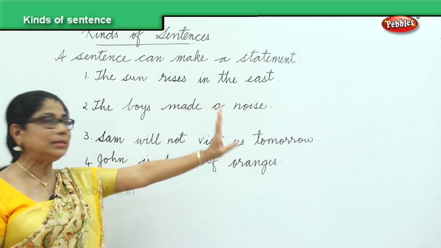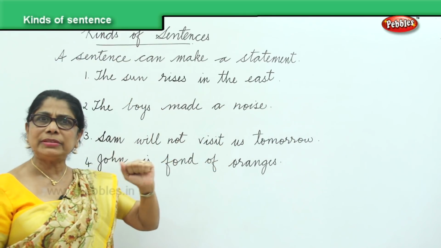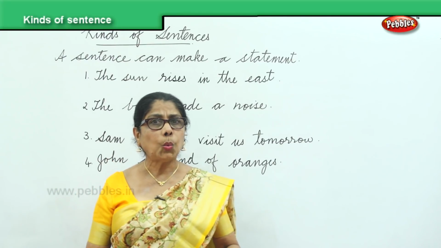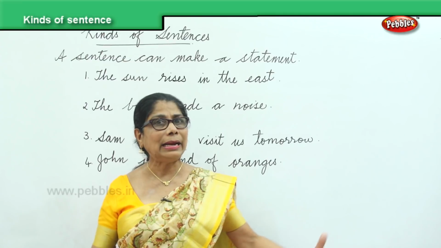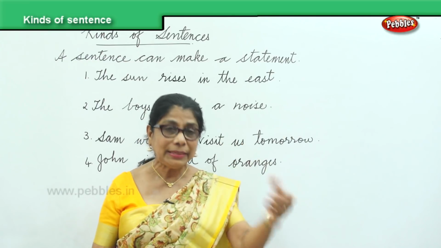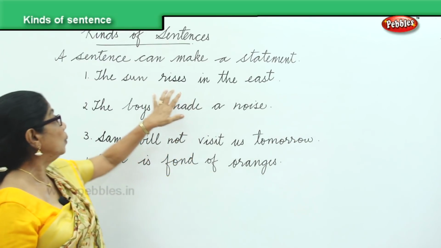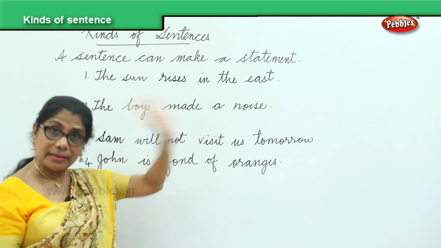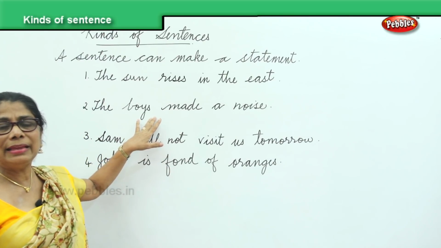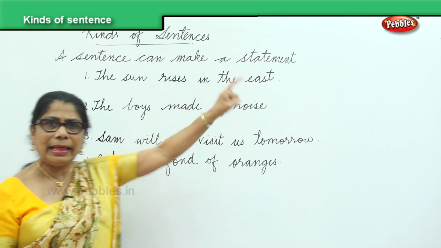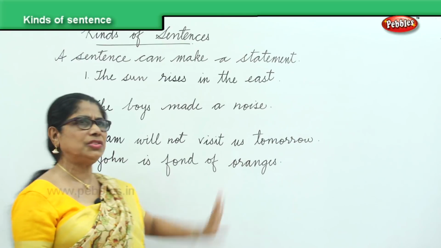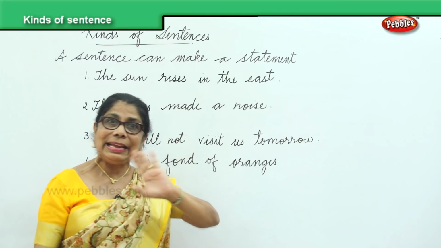The boys made noise. Sam will not be visiting us. And John likes oranges. They're declaring something, they're telling something, or they're affirming something. We say the sun will always rise in the east. We say this is declarative. The boys made noise. John likes oranges. Sam will not come. We are declaring.